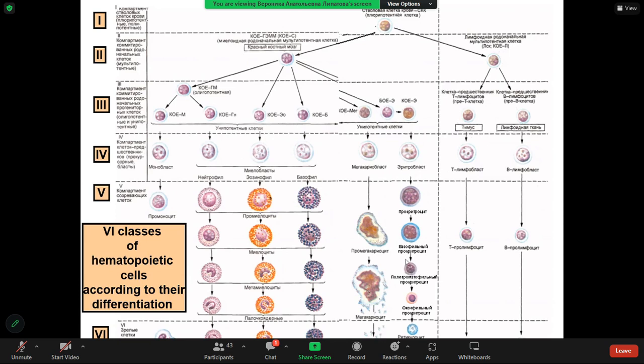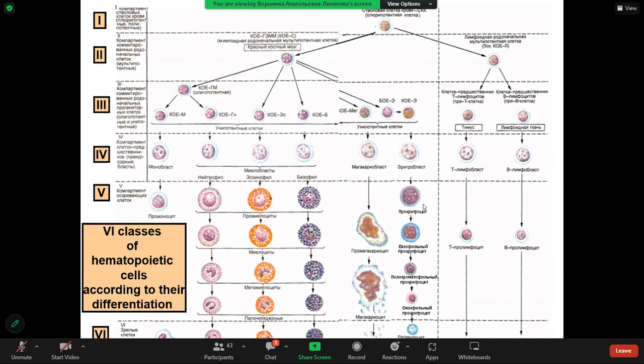And polychromatophilic is the final stage of the cell with ability to divide. And finally, when all the hemoglobin is produced, we can see oxyphilic proerythrocyte.